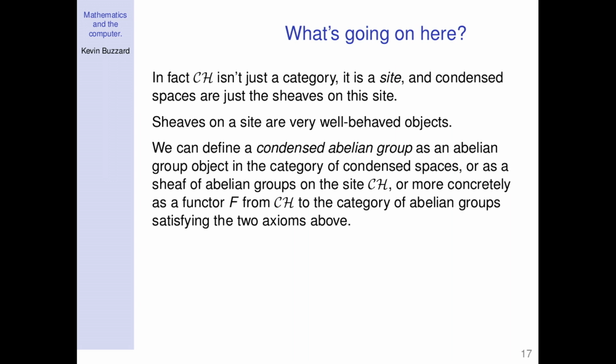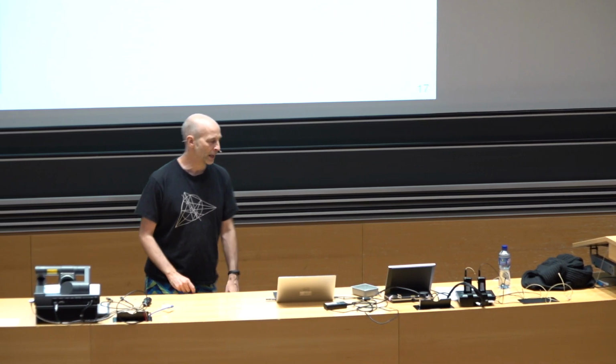So we can define condensed abelian groups. We have to figure out what that is. There are three ways of defining it. We could be super abstract and say it's an abelian group object in the category of condensed spaces. That would work. Alternatively, a condensed space is a sheaf of sets on this site, or a sheaf of types, or a sheaf of whatever your collections of stuff are. But if you instead consider a sheaf of abelian groups, then that should be a condensed abelian group. But there's a totally concrete definition where you just look at a functor from compact Hausdorff spaces to abelian groups satisfying those two axioms. That's a condensed abelian group, and it's just the same.